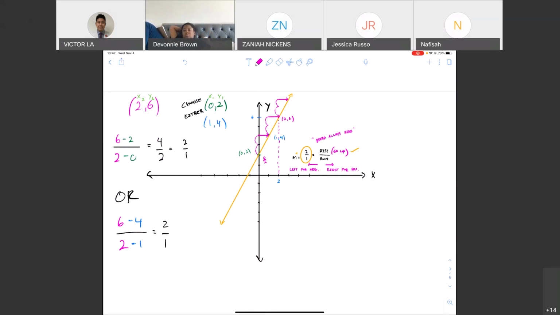Now, I know that some of you will probably look at this and go, oh, wait, couldn't I have gone down 2 and to the left 1? And the answer is yes. Now this is what I always have to tell all my students.